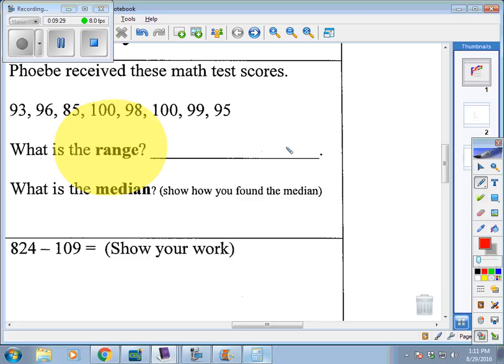If you need any help with range, first of all, you could look it up on the internet. But if you look back to review sheet number 1, I put the definition of range on there. You should have written it because I asked you to write it. So you can look back to your review sheet number 1, or the video that's posted in the review sheet folder. You will see how I explained range.